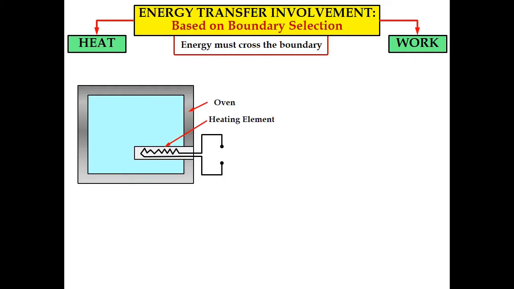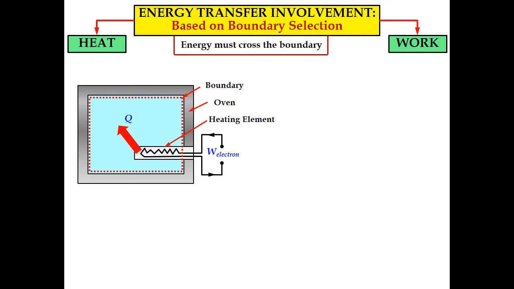For example, we have an oven. For the oven, we have the heating element to provide the heat. So we have W electron, because electrons move in the heating element wire in order to provide heat in the oven. Q. Okay, so heat will transfer from the heating element to the oven. Let's say we choose this boundary, which refers to the wall of the oven. So we choose this boundary as our system.